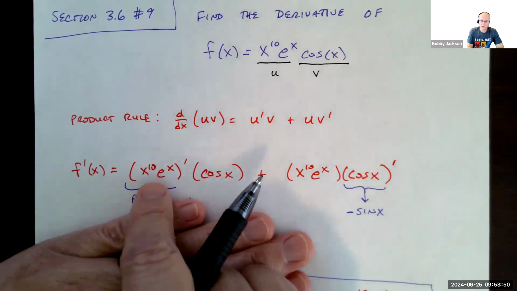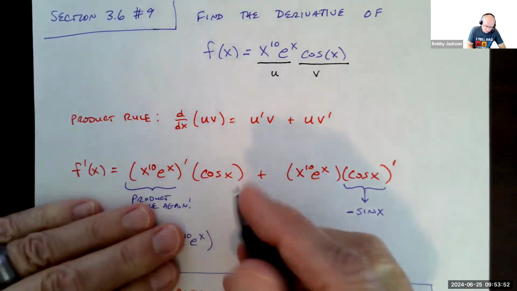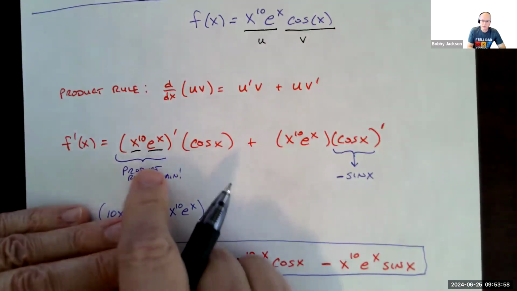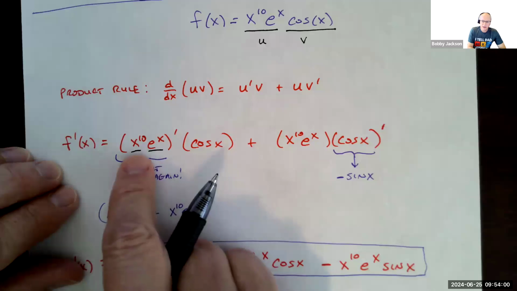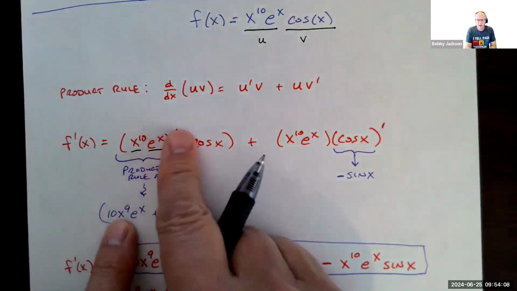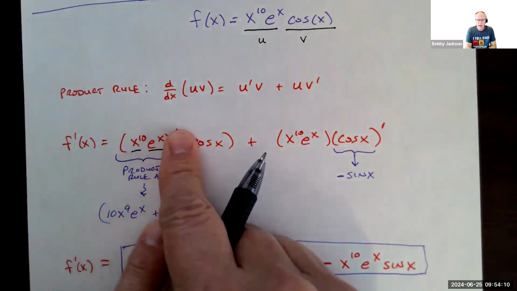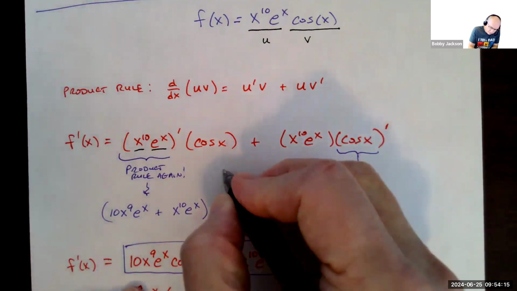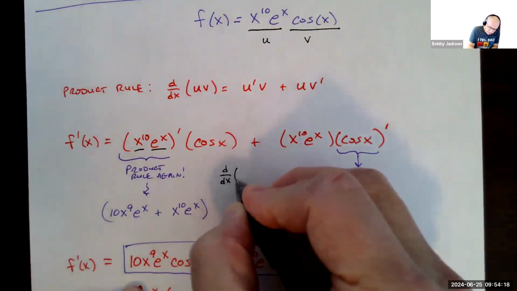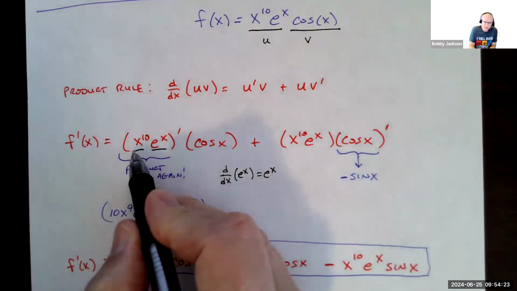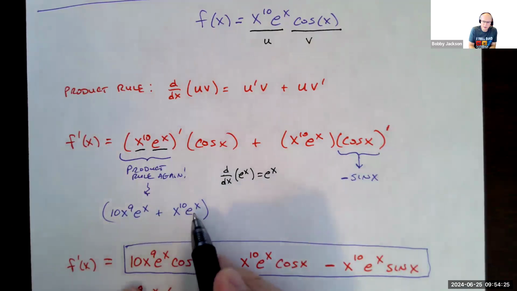Now, what about the derivative of x to the 10th times e to the x? Well, guess what? That's a product as well. We have a product rule within the product rule. So we're going to have to use product rule on this again. What's the derivative of x to the 10th power? That's just a power rule. Bring the 10 down, x to the 9th power times e to the x. Okay. And then plus what? X to the 10th times the derivative of e to the x. So what's the derivative of e to the x? Well, the answer is the derivative of e to the x is just e to the x. All right, so the derivative of x to the 10th e to the x is right here in parentheses.